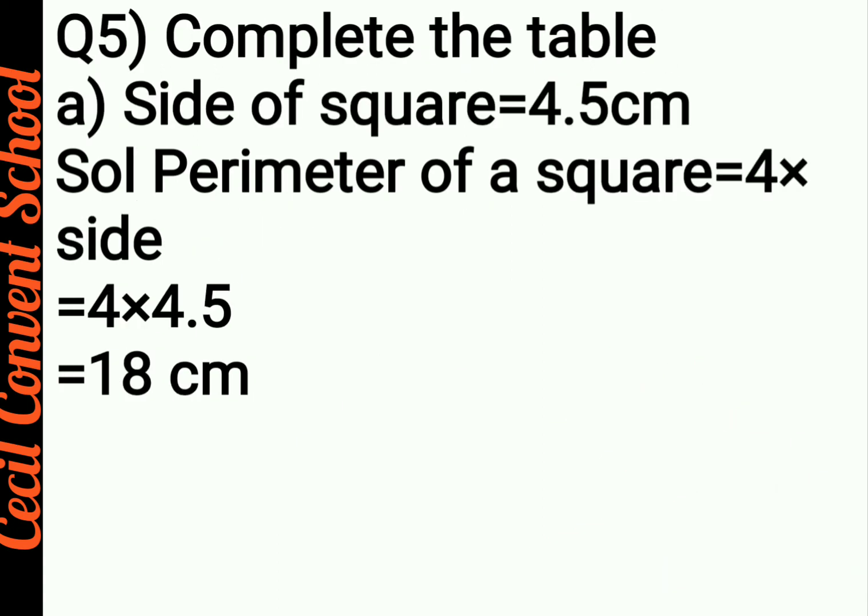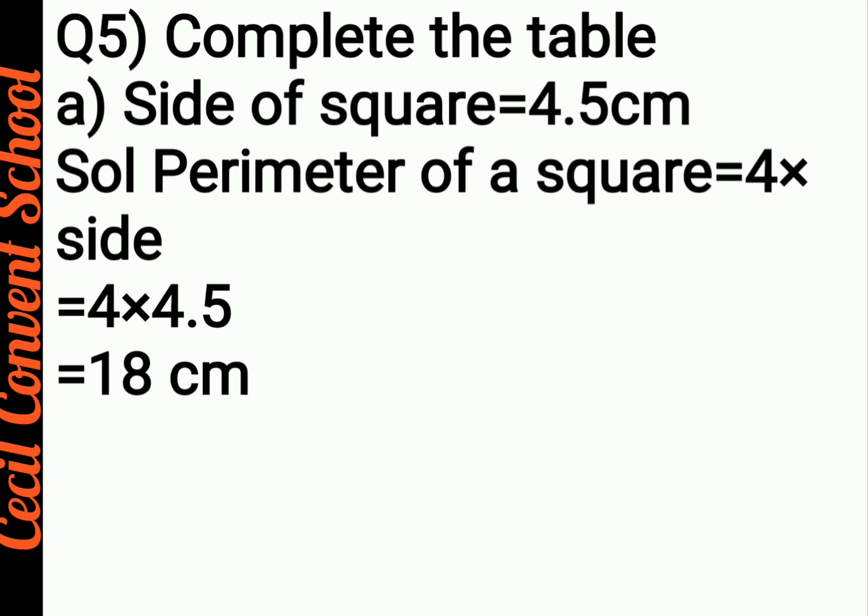Question number 5 is complete the table, but we will not do it in the book because we have to find the value of perimeter or a side, and that we can find only in the notebook. Clear? So firstly we do A part. In question number 5, A part, side is given. It means if the side of a square is given, you have to find perimeter. Clear? So how to find perimeter of a square?